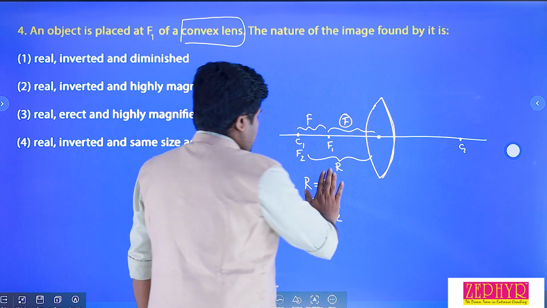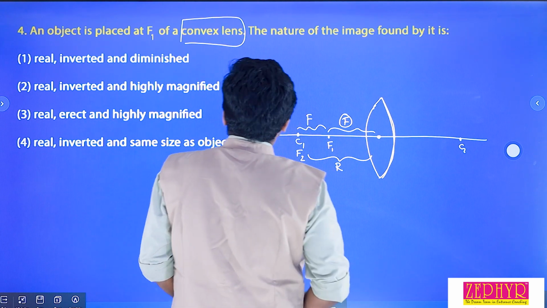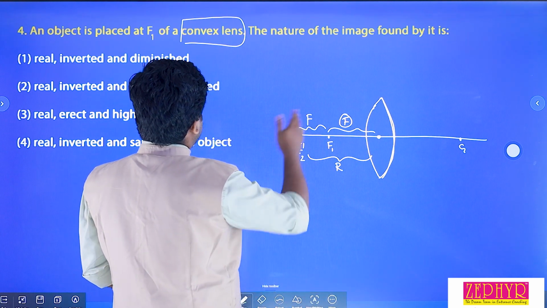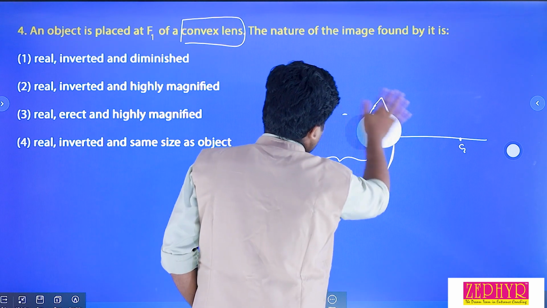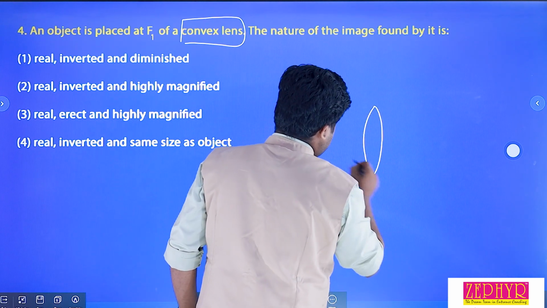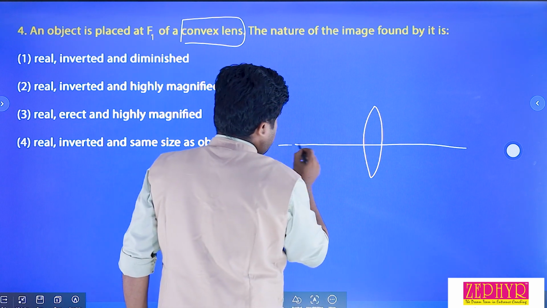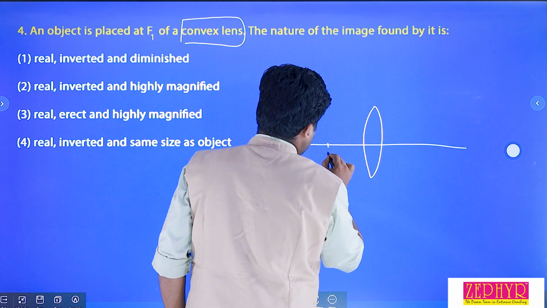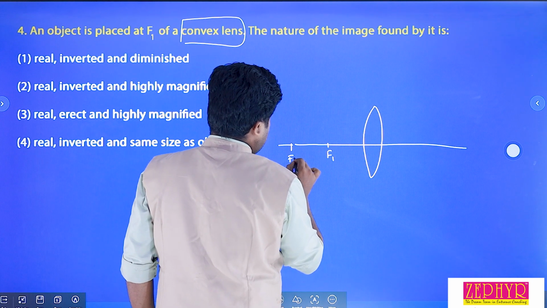Then here our question is: an object is placed at f1. Convex lens, principal axis, f1, f2.